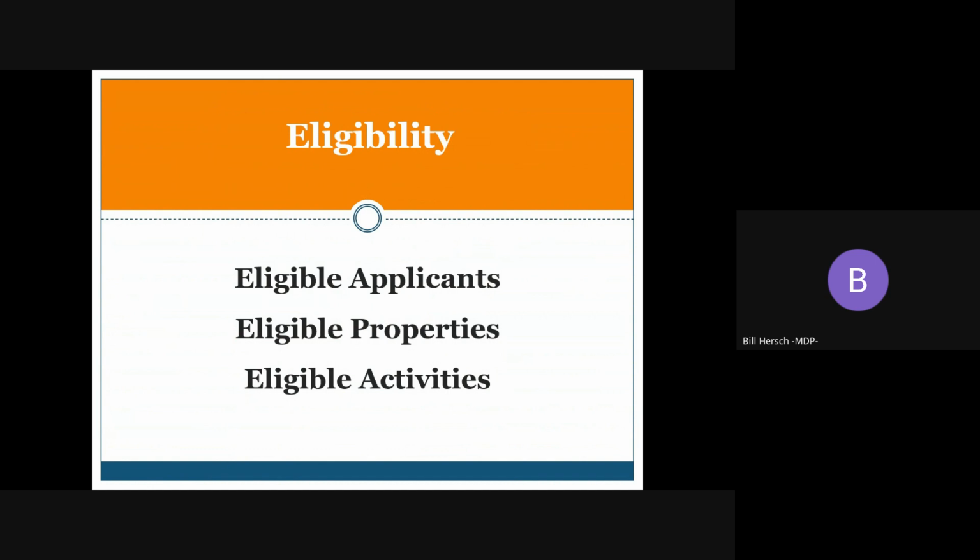On the next few slides, we're going to go over the eligibility requirements of the program. If you're considering applying to the grant program, the first step is to determine if you, as an applicant, your historic property, and your project are eligible. Please reach out to us for a grant program eligibility determination if you're unsure about your eligibility status.